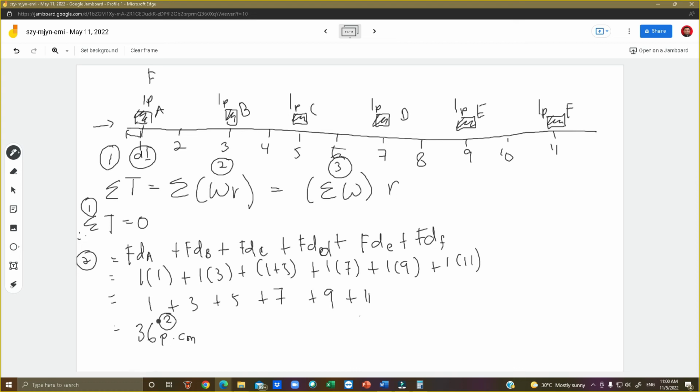Jadi 36P per centimeter ni, this is the second equation, equals with summation of W sahaja. So we have FA plus FB plus FC plus FD plus FE plus FF. Dekat luar dia baru R, ataupun dia punya D. Okay, jadi kita ada berapa ni? 1, 2, 3, 4, 5, 6. 6 R. So, can you solve this one?